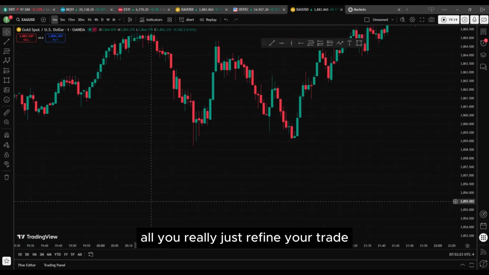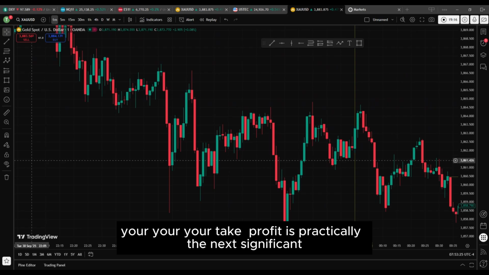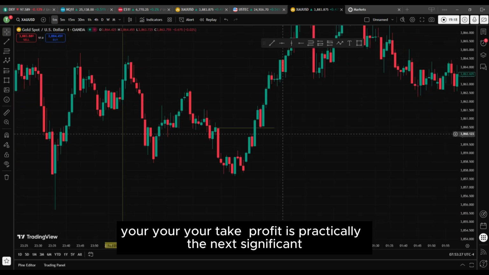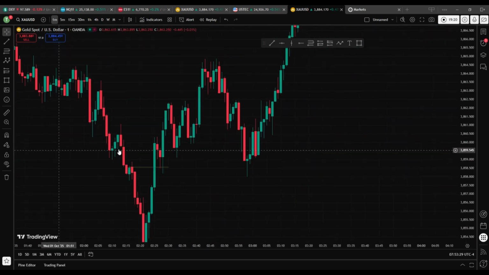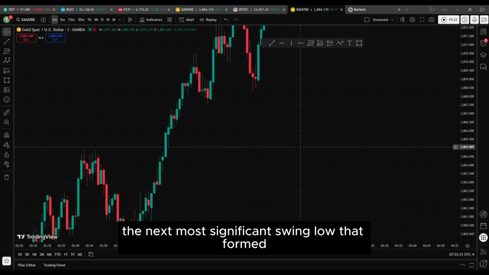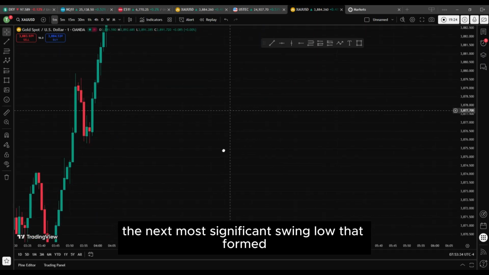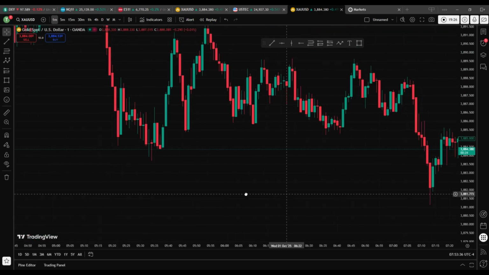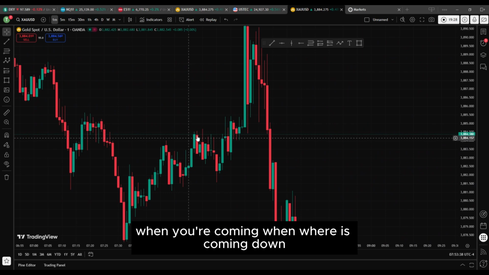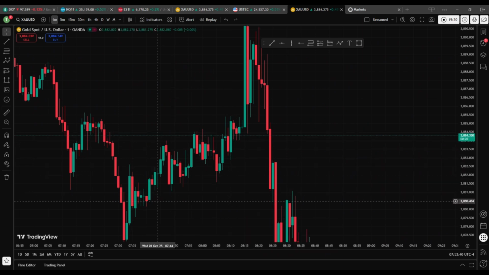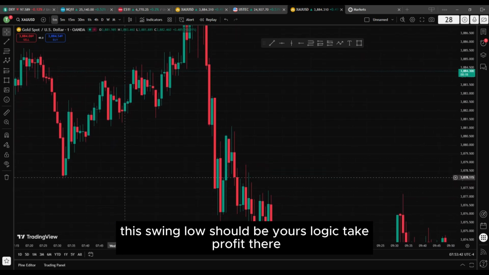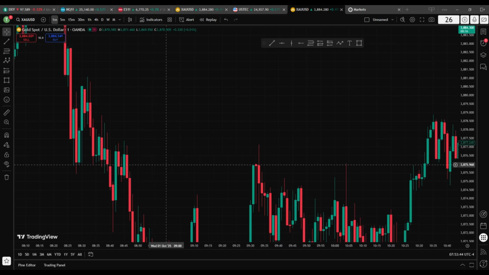To refine your trade, your take profit is practically the initial significant low, where it's coming down. And this one should be your take profit one.